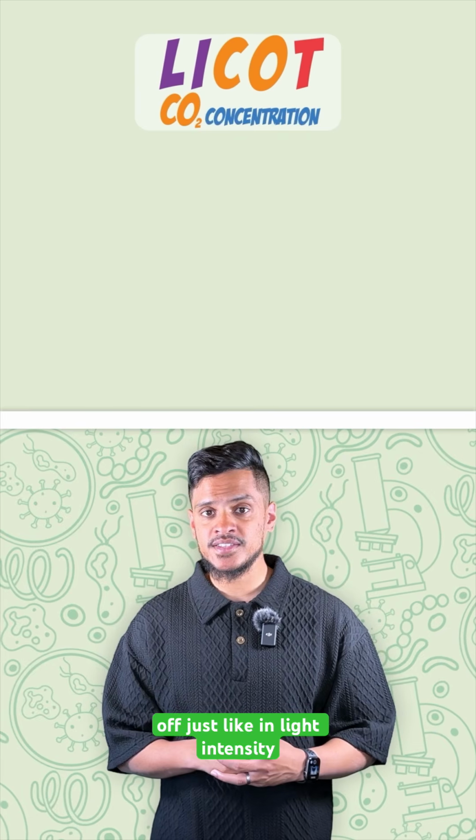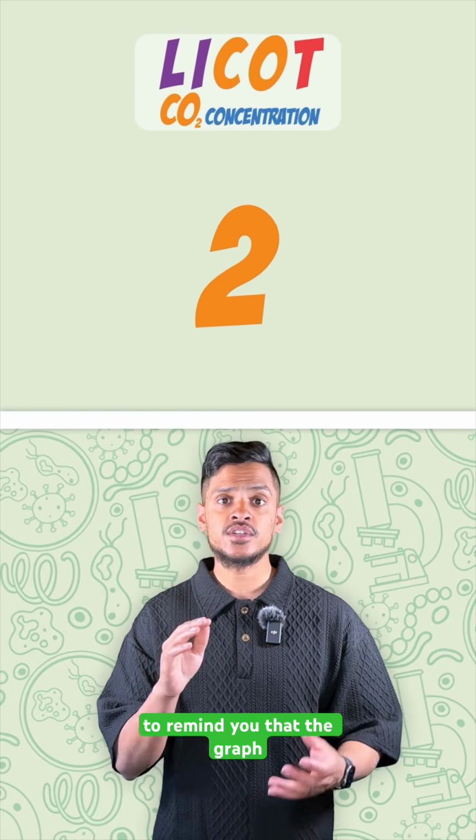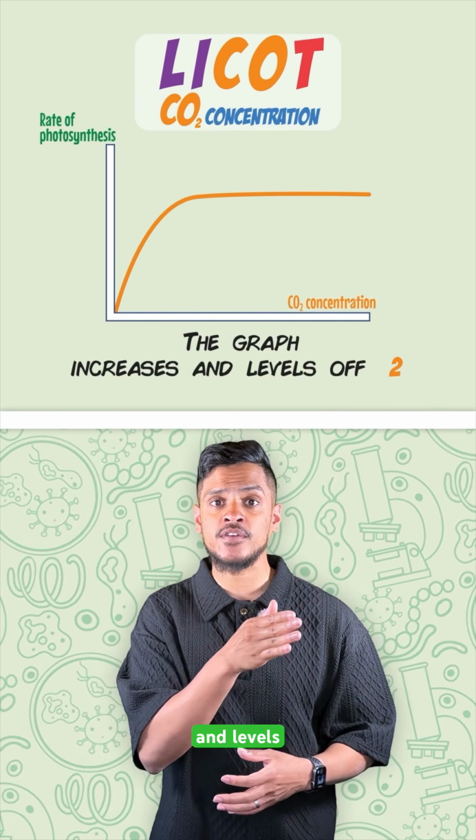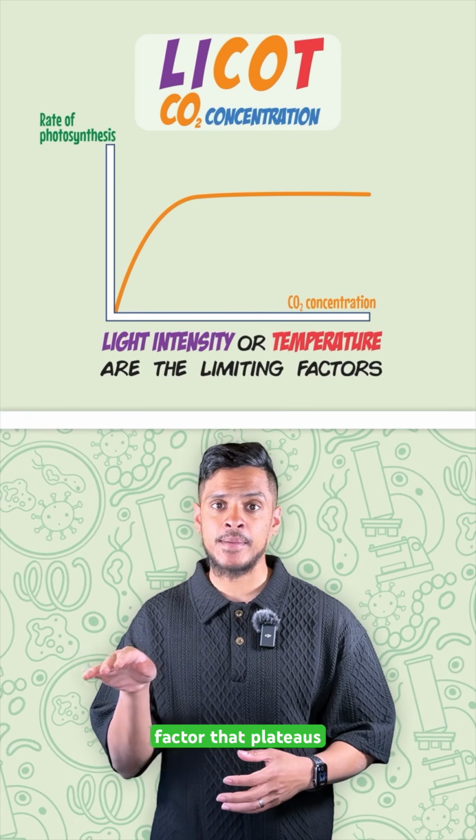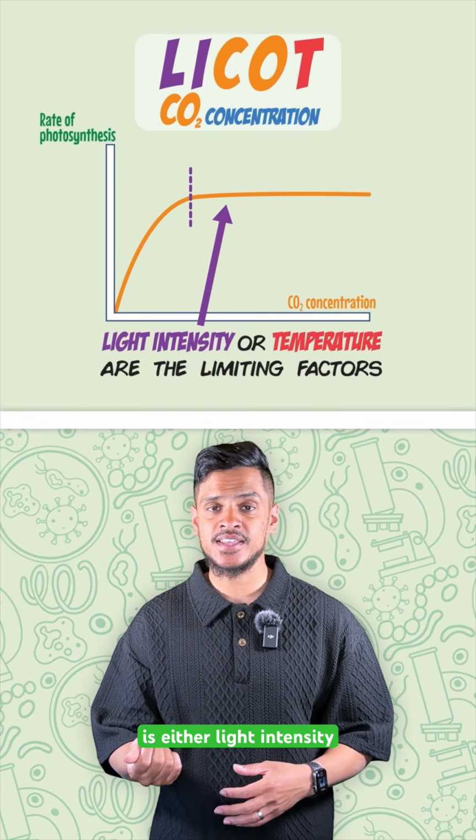Just like in light intensity, you can use the 2 in CO2 to remind you that the graph increases and levels off too. But this time the limiting factor that plateaus the graph is either light intensity or temperature.